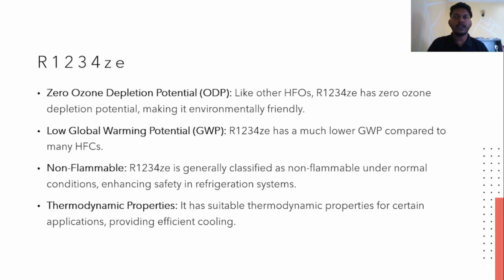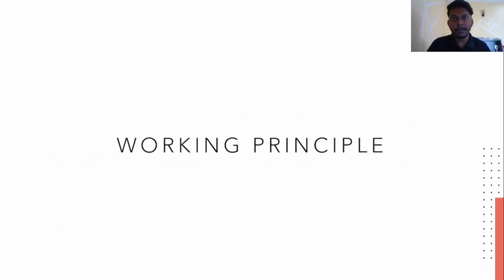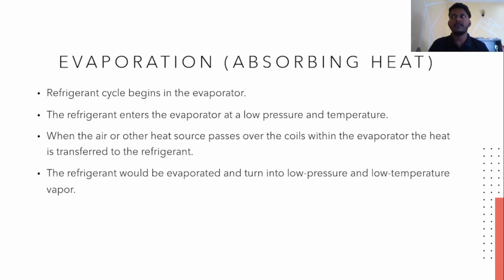Next is R1234ZE, zero ozone depletion. It has a zero ozone depletion potential, making it environmentally friendly, with low global warming potential, non-flammable. Then also thermodynamic properties. It has suitable thermodynamic properties only for certain applications, providing efficient cooling. So the working principle, each refrigerant has a specific working principle. As a general one, these are the working principle for a refrigerant in a chiller or in any air conditioning system.